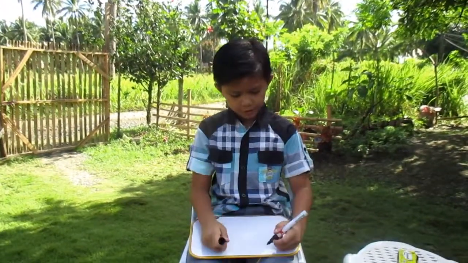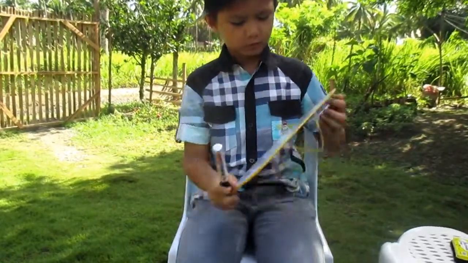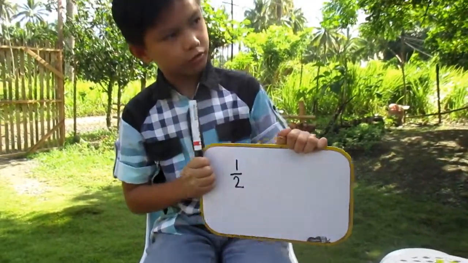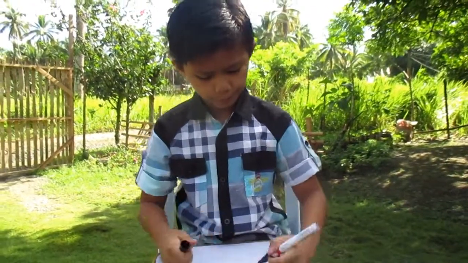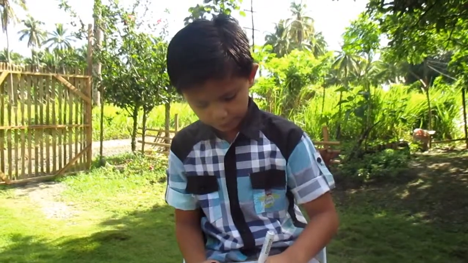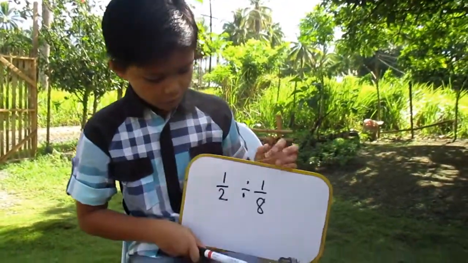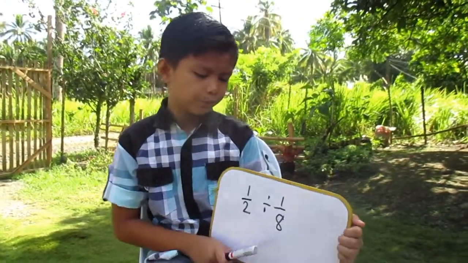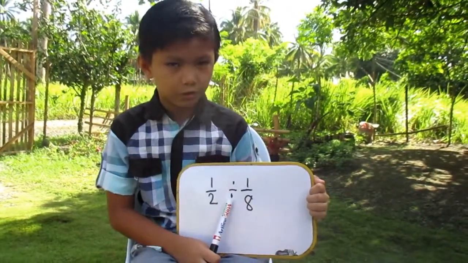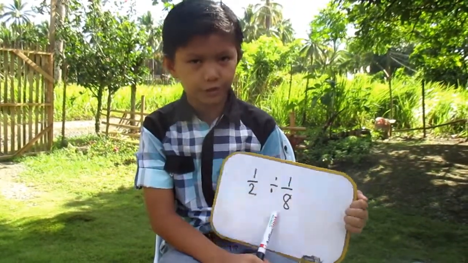Our first situation is dividing two proper fractions. So my example is 1/2 divided by 1/8. So this is just easy, guys. We need to change division into multiplication and reverse this fraction 1/8.